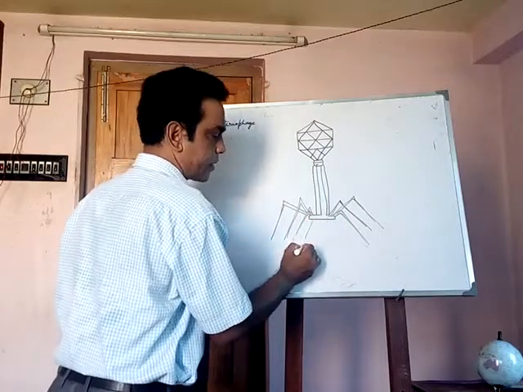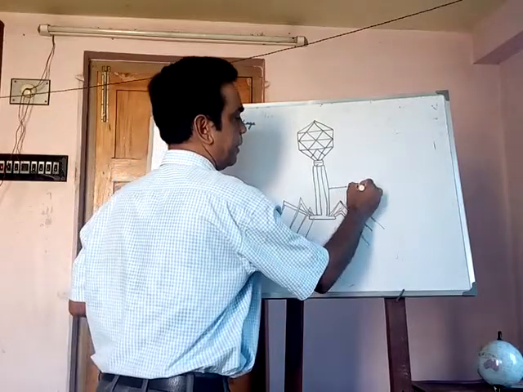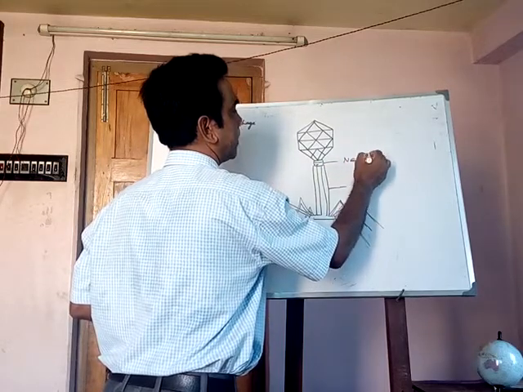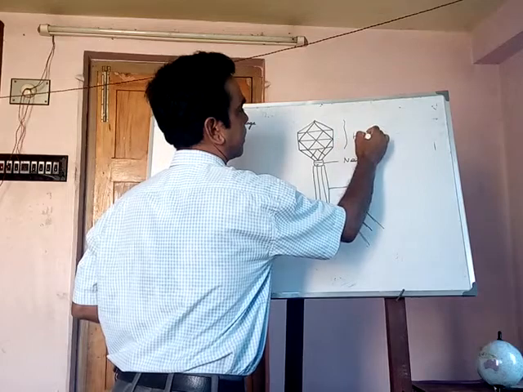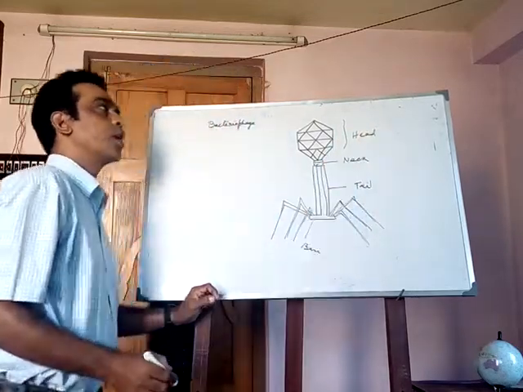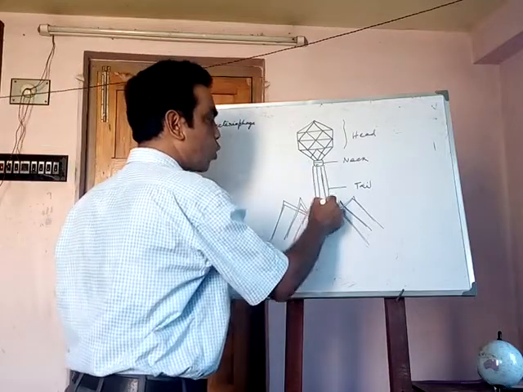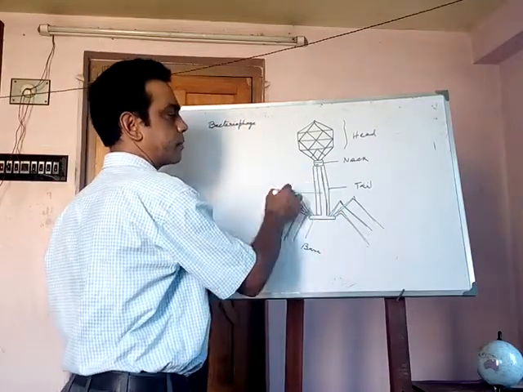That is base, tail, neck and head. That is polyhedral type of head. After that, the core point of the tail is found here.